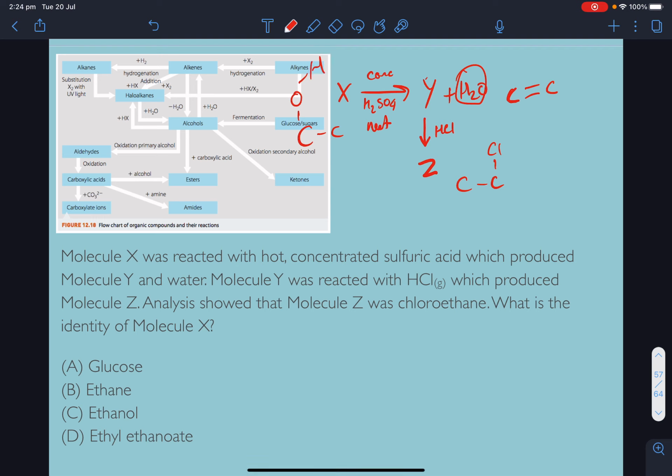Okay, let's check it by going forwards. If we take ethanol and we do concentrated sulfuric acid and heat, we do a dehydration reaction, we get rid of H2O and we're left with ethene. If then we add HCl across the double bond, we end up with chloroethane. Okay, so the identity of molecule X is ethanol, C.